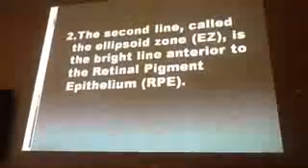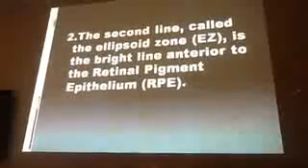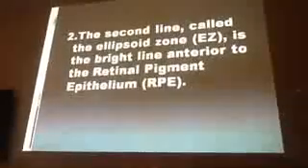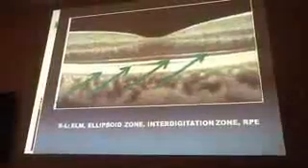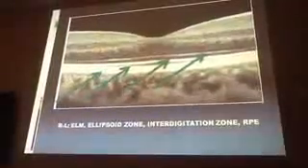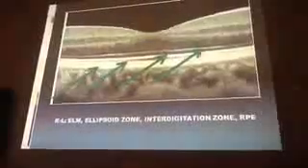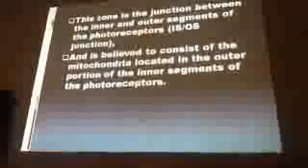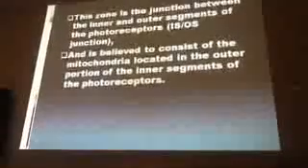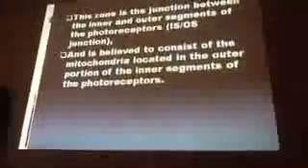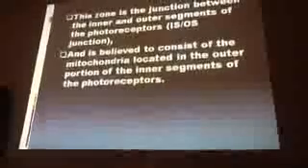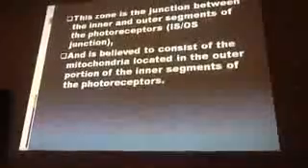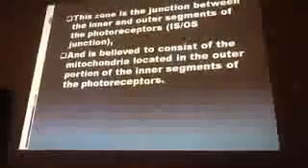Then the second hyperreflective line, called the ellipsoid zone, is the bright line anterior to the retinal pigment epithelium. We can see the ellipsoid zone. Next reflective line. This zone is a junction between the inner and outer segments of the photoreceptors, the IS/OS junction, and is believed to consist of the mitochondria located in the outer portion of the inner segments of the photoreceptors.